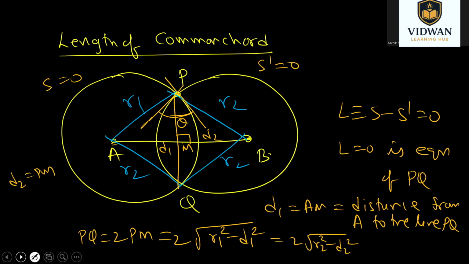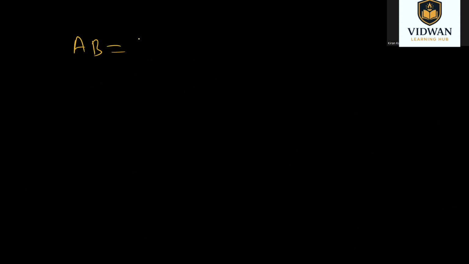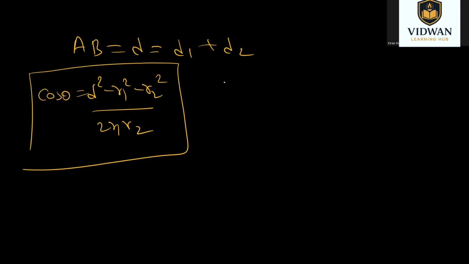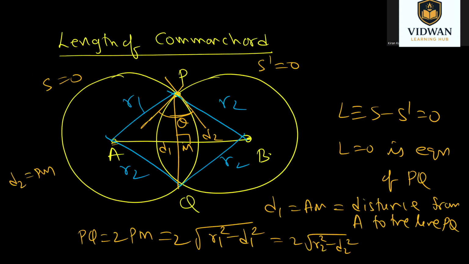So what is D1 plus D2 here? AM plus MB is actually the distance between the centers. So if AB is the distance between the centers, which we usually represent with D, it is D1 plus D2. And we already wrote a formula, cos theta equals D square minus R1 square minus R2 square by 2R1R2. We already know this result also. So we know this result for the angle theta, and D is D1 plus D2. And you know the value for the length of the chord also. So you can try to connect all of them.